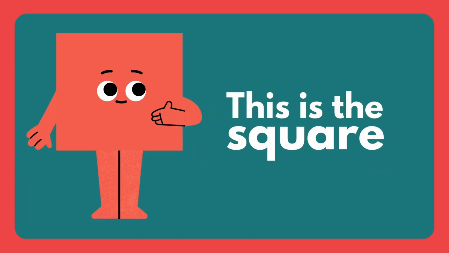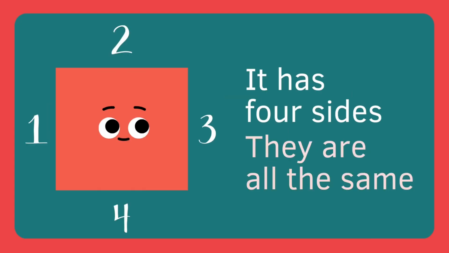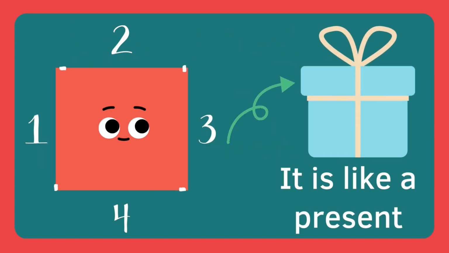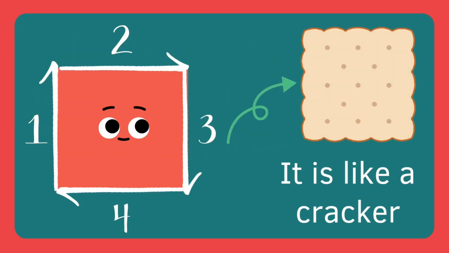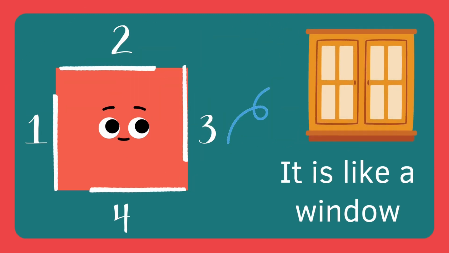This is the square. It has 4 sides. They are all the same. 1, 2, 3, 4. It is like a present. It is like a cracker. It is like a window.